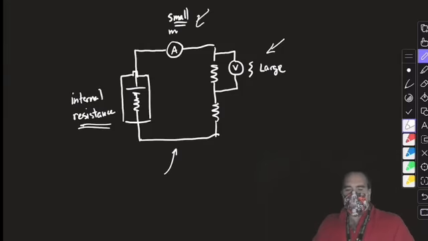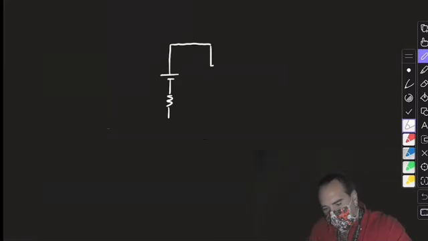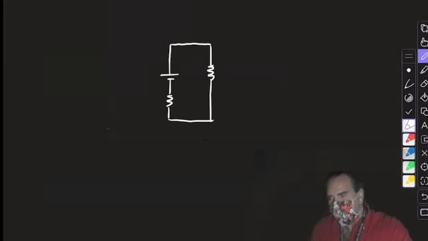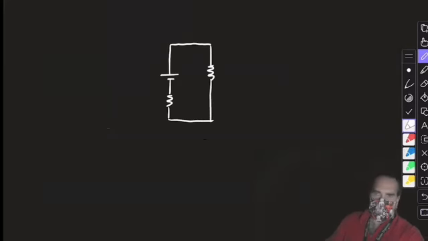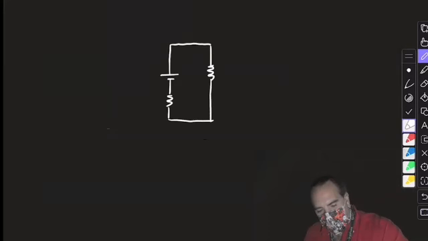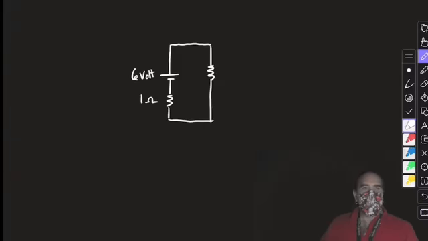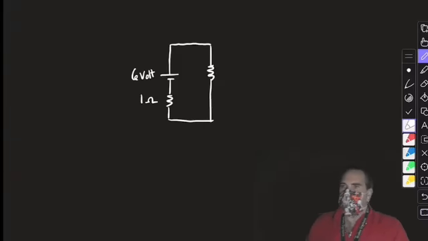Now, it would be inappropriate for me not to at least spend a few seconds talking about internal resistance and why internal resistance is what it is. To understand internal resistance as a limiting factor, here's what I want you to do. We have 6-volt batteries in the back, and they have a very low internal resistance of approximately 1 ohm. It's actually lower than that on the new ones.